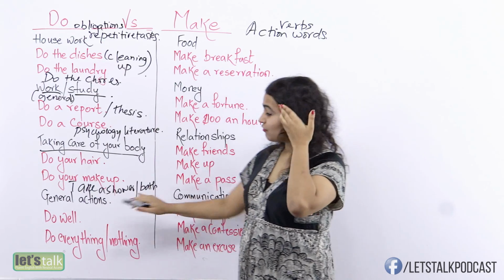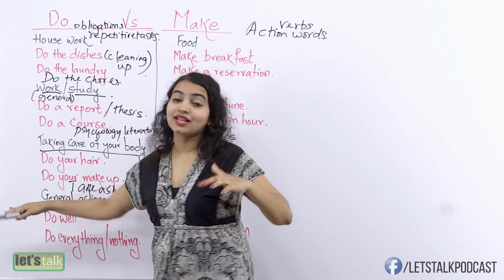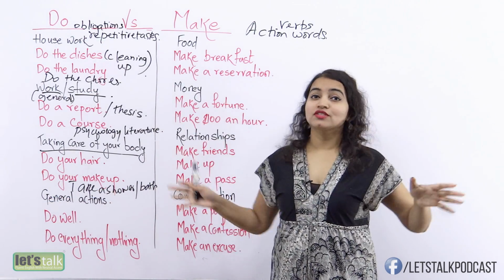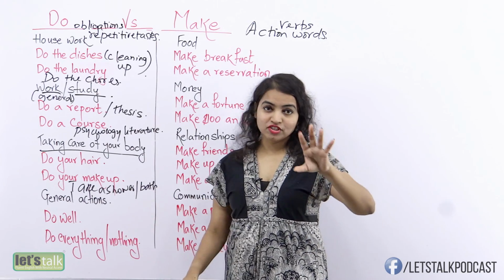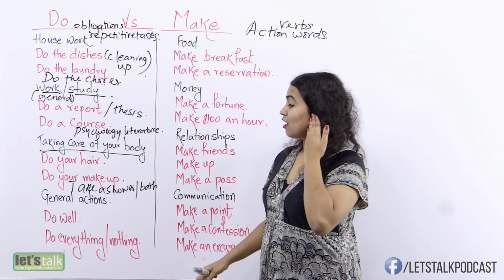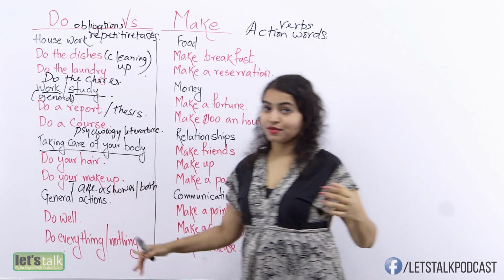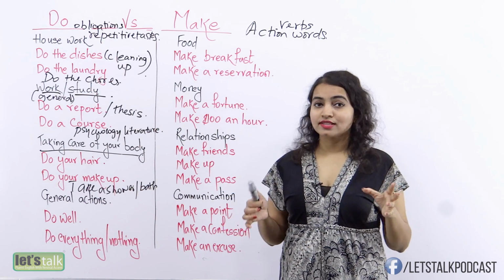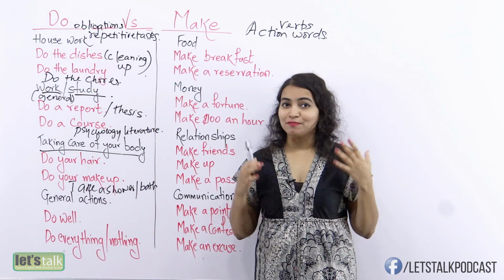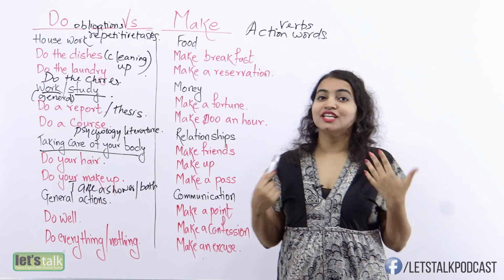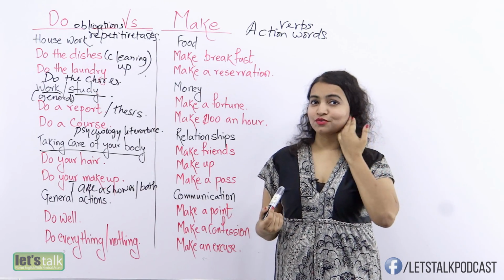Okay, and the fourth category refers to general actions. There are several actions that you can actually come up with, but I've just put a few so that you are clear about what I'm talking. So the first one is do well. So whatever it is that you are doing, you want to do the best at that, right? So if I'm teaching, I want to ensure that I do the best.